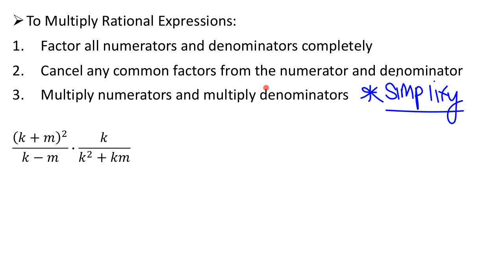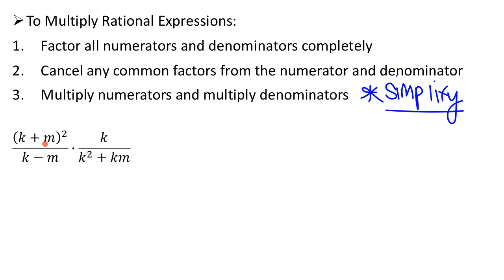So looking at what we have right here, I have k plus m, the entire quantity squared, over k minus m. That is being multiplied by a k upstairs over k squared plus km. So we're going to use a couple different factoring strategies. Now, before we start, let's just look real quick. We have a k plus m squared. I am going to expand this. I always expand anything like that and have the two that are there.